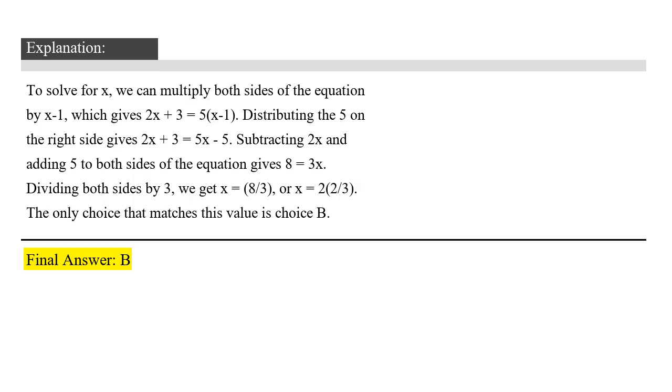To solve for x, we can multiply both sides of the equation by x plus 1, which gives 2x plus 3 equals 5(x plus 1). Distributing the 5 on the right side gives 2x plus 3 equals 5x plus 5. Subtracting 2x and adding 5 to both sides of the equation gives 8 equals 3x. Dividing both sides by 3, we get x equals 8/3, or x equals 2 and 2/3. The only choice that matches this value is choice B.